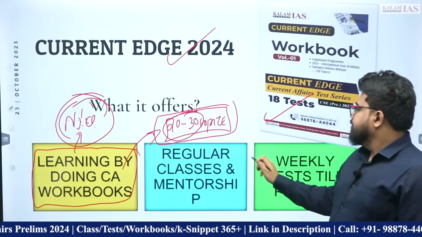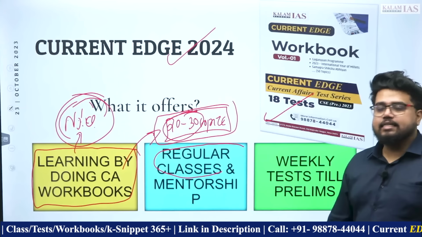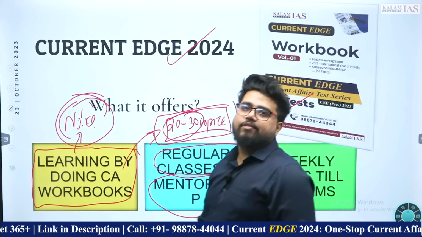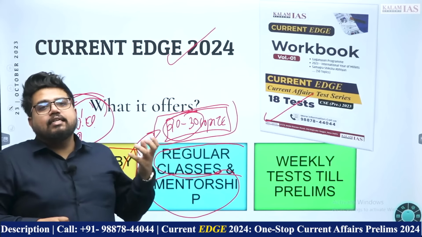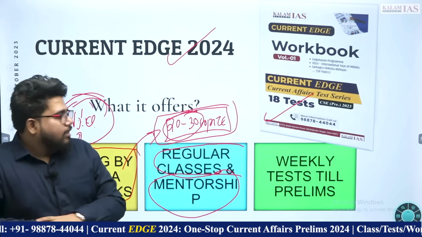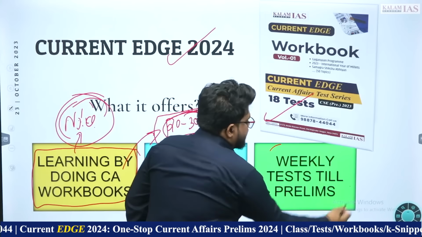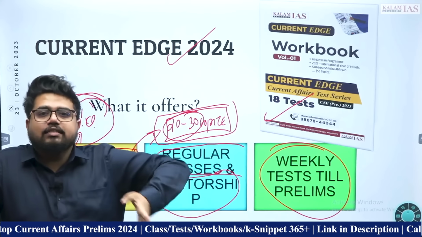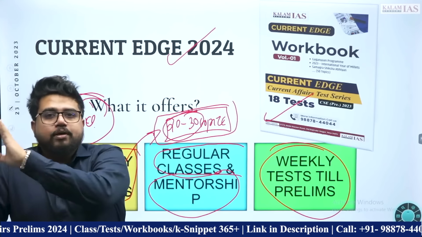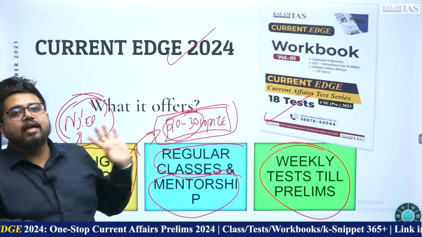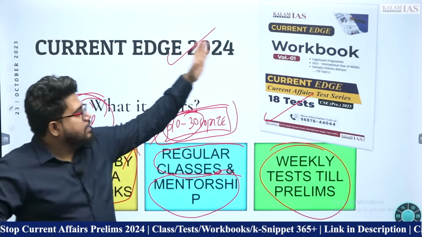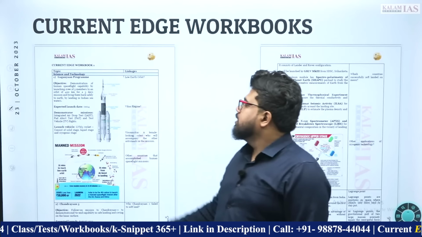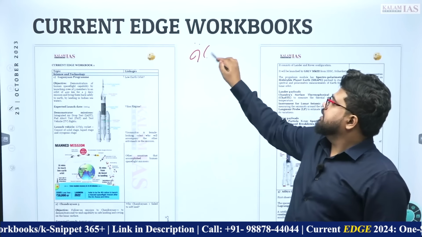Going beyond, we will have regular classes every Saturday. You can interact with me, and the other faculties will be available if you want to clear certain doubts related to certain topics. Then we will have regular tests for prelims every Saturday, from 28th of October to prelims 2024. You will be having tests. So all these integrated, I will show you some examples of the current affairs workbooks. These are examples from 2023 Current Edge.